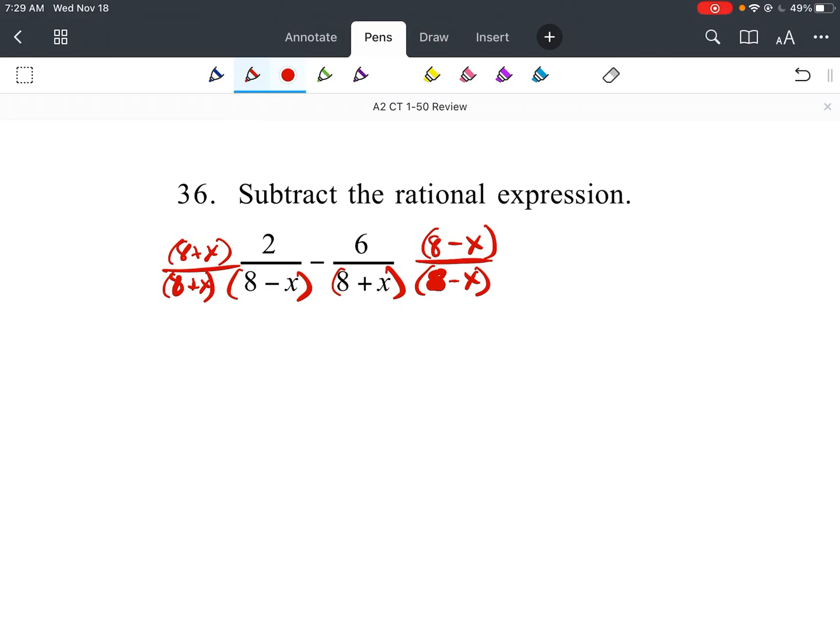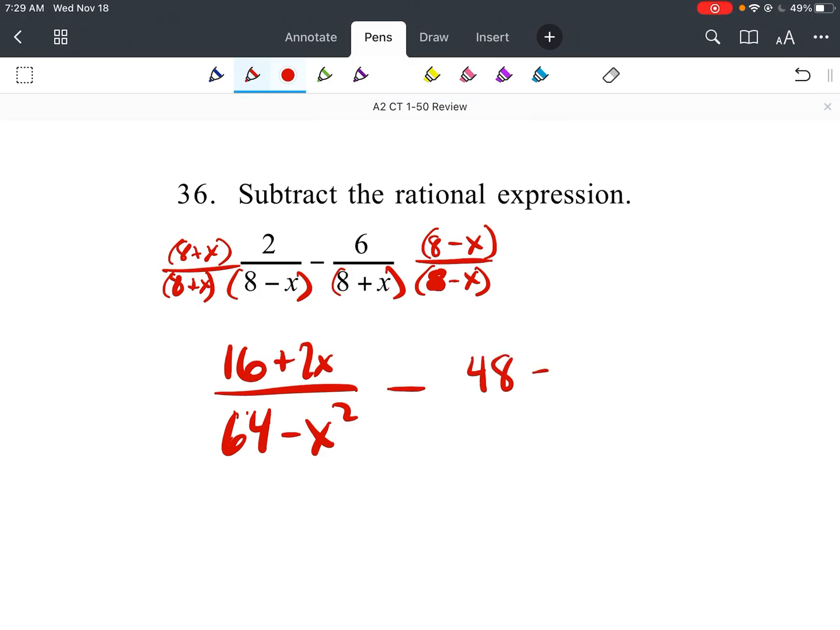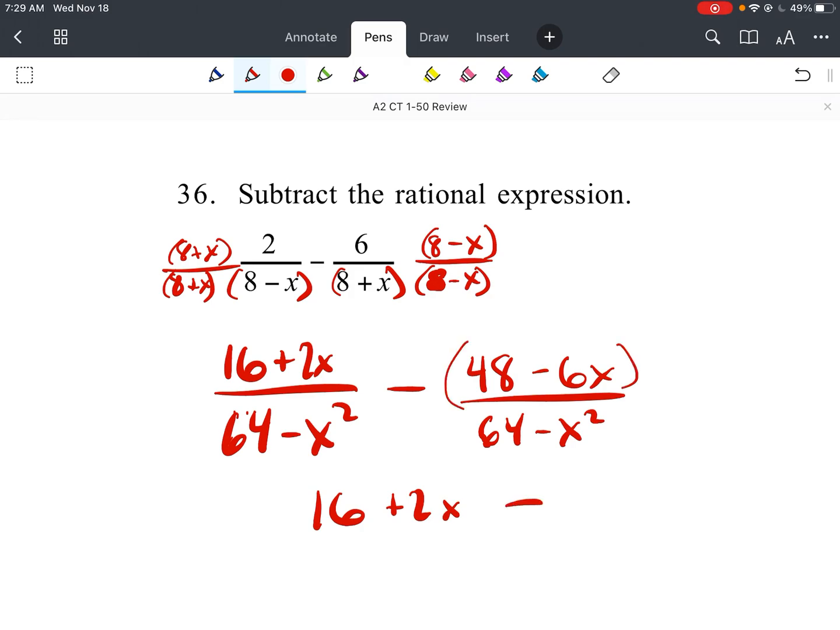So on the top we get, this is 2 times 8 is 16 plus 2x over, and then the bottom becomes 64 minus x squared. And it's going to be minus, and then this would be 48 minus 6x all over 64 minus x squared. Now, because they have the same denominator, we can put them into one thing. So this is 16 plus 2x minus. Now, look how it's minus. It's subtracting this whole thing.